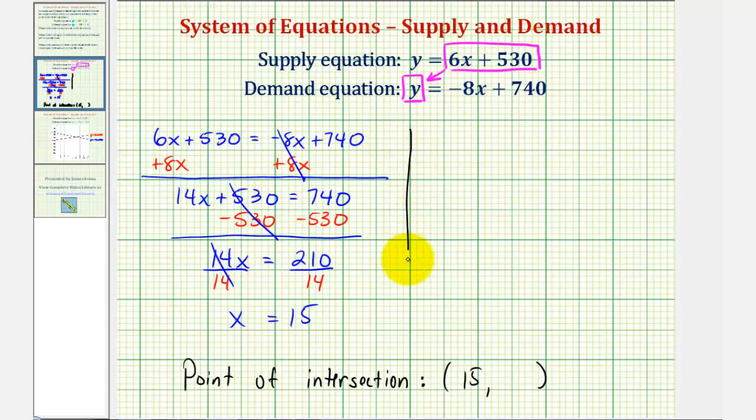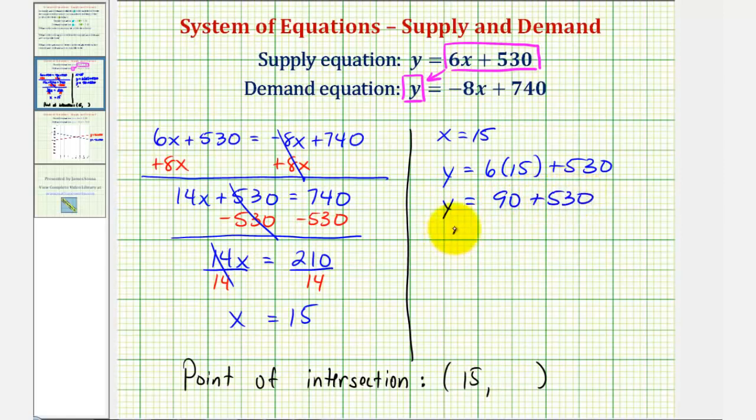So if we use the first equation, again we now know that x equals 15, which means y must equal 6 times 15 plus 530. Well, 6 times 15 would be 90, so we have y equals 90 plus 530, or y equals 620. Now if we use the second equation, we would still get y equals 620. And again, this would be the y-coordinate of the point of intersection.